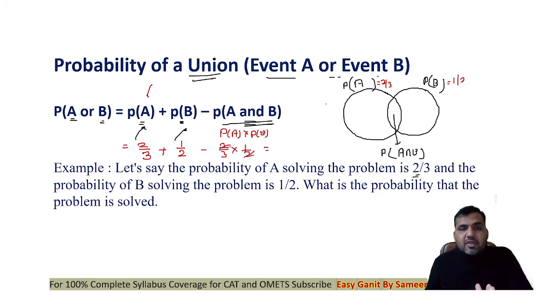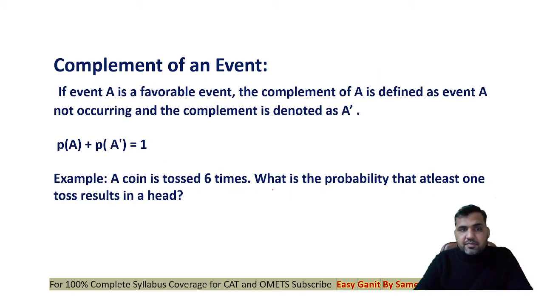2 by 3 plus 1 by 2, minus 1 by 3, is 1 by 3 plus 1 upon 2, which is equal to 5 by 6. So the probability that the problem will get solved will be 5 by 6.